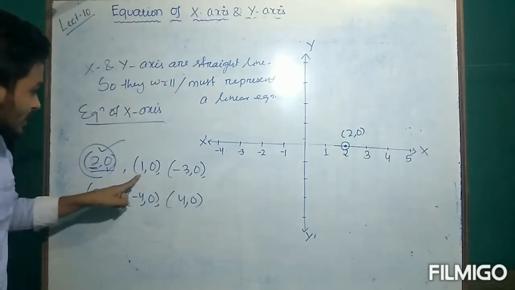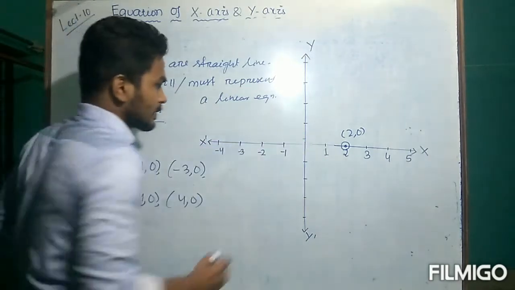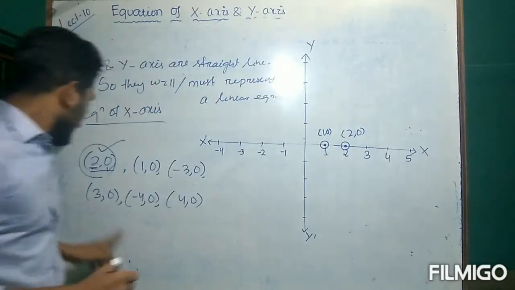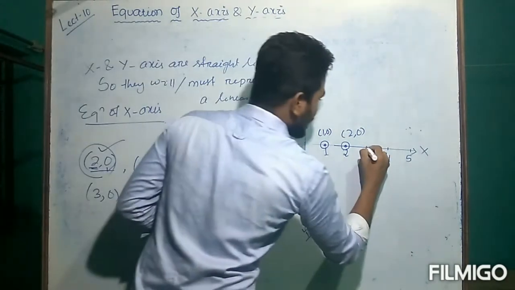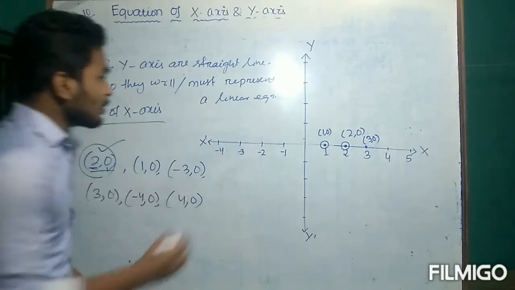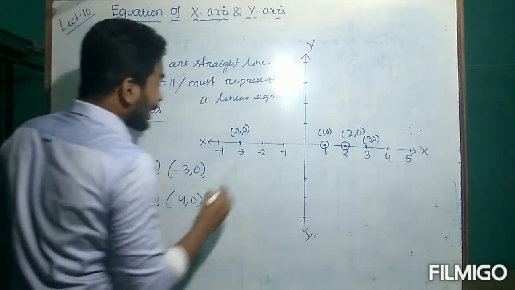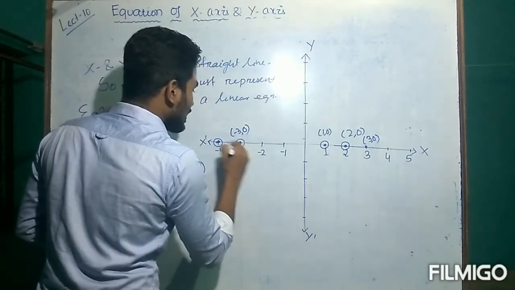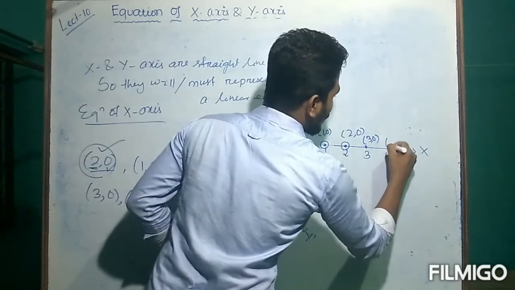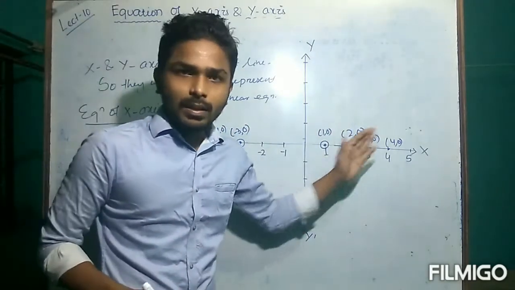Next point is (1, 0). Here also the y coordinate is 0, so it should lie on the x-axis. This is (1, 0). Now represent (3, 0), and this is (-3, 0). Then (-4, 0), this point represents (-4, 0). Finally (4, 0), this point represents (4, 0). So we represent all these points on the number line.